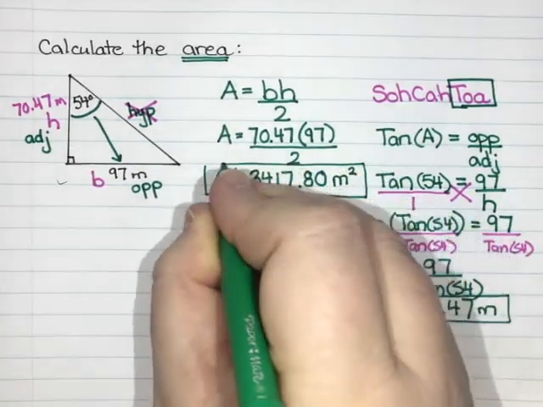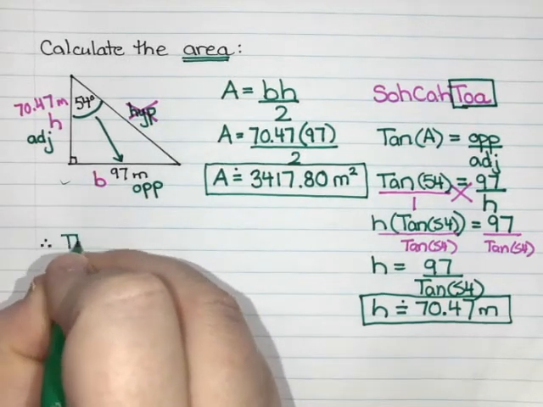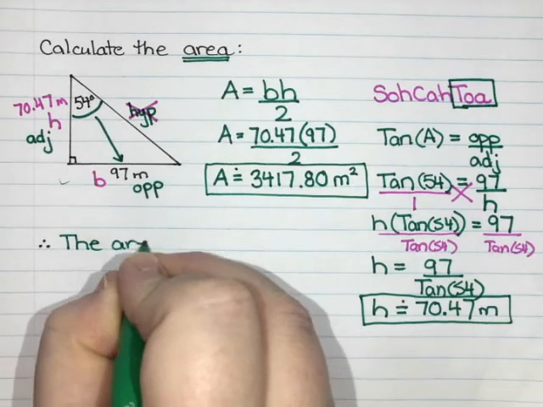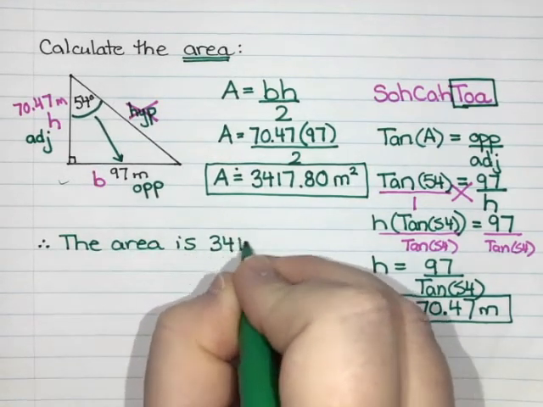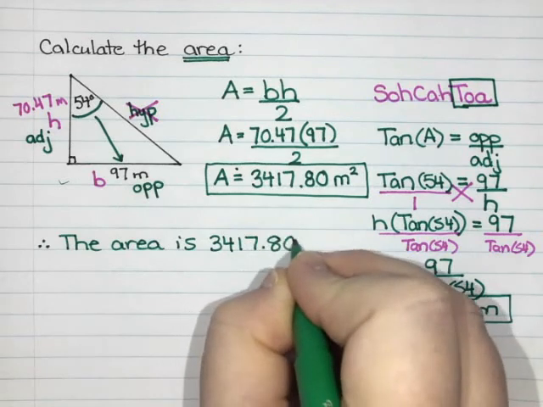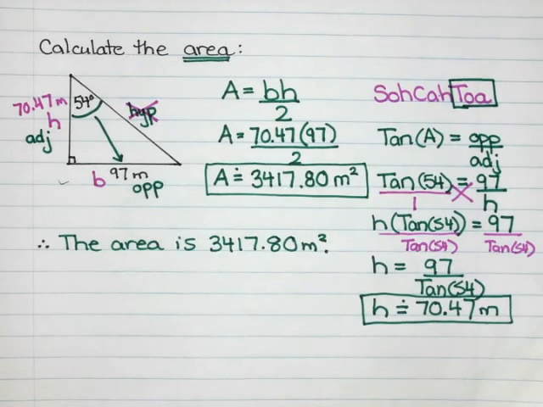So I do just want to write a final sentence since this is an application question. So therefore the area is 3,417.80 meters squared. And that's it for our lesson today.